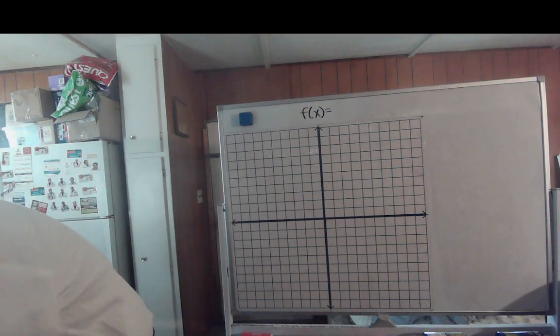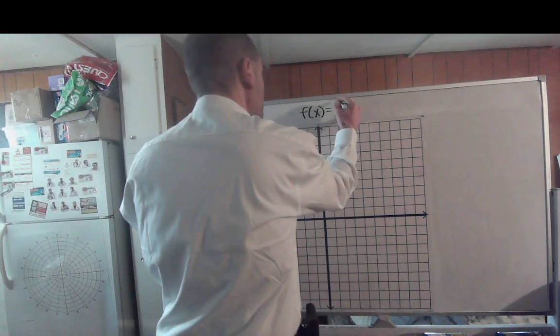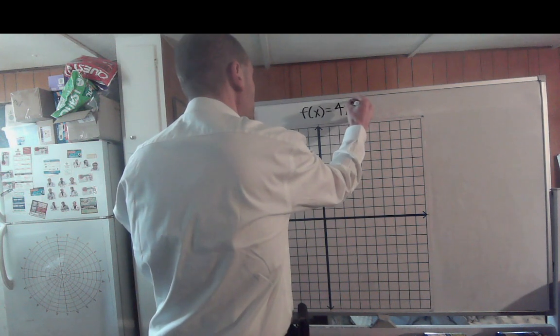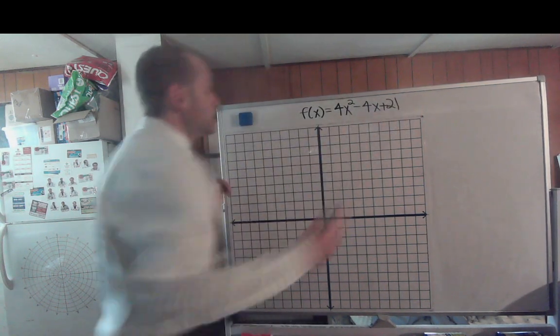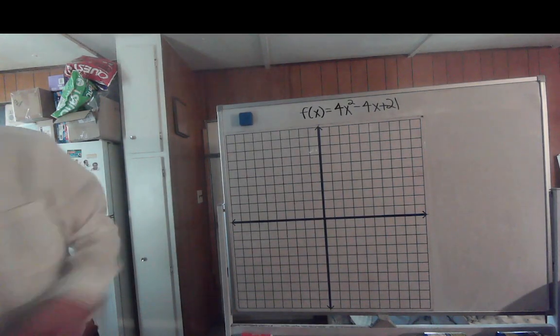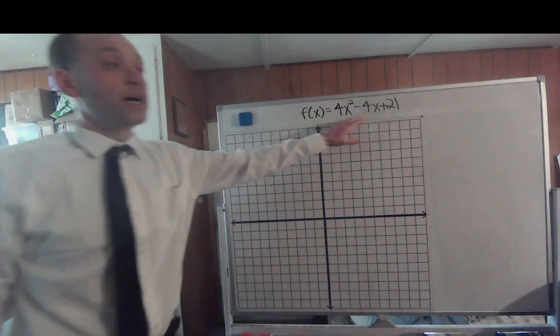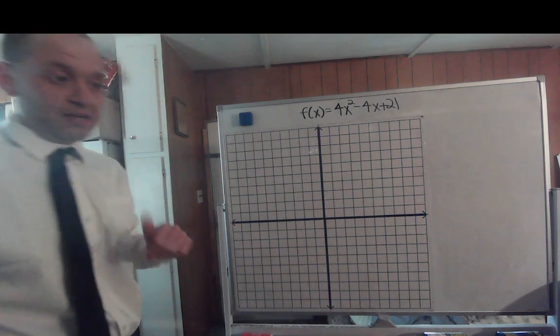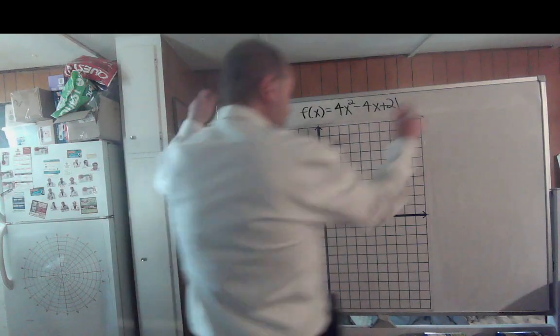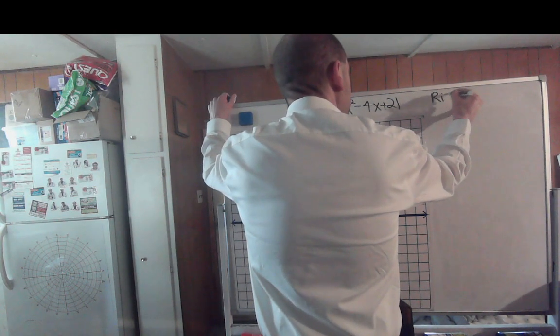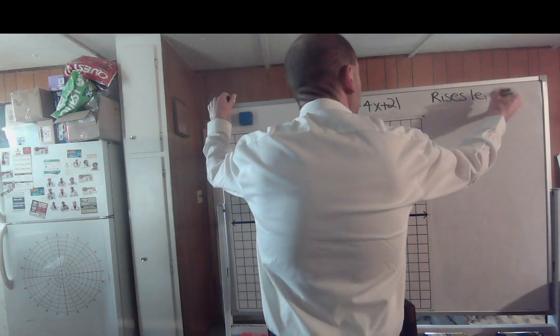Alright, so let's see here. F of x equals 4x squared minus 4x plus 21. So f of x equals 4x squared minus 4x plus 21. Let's discuss the end behavior first. The leading coefficient's positive, so this is going to rise to the left and right. So it rises left and right.